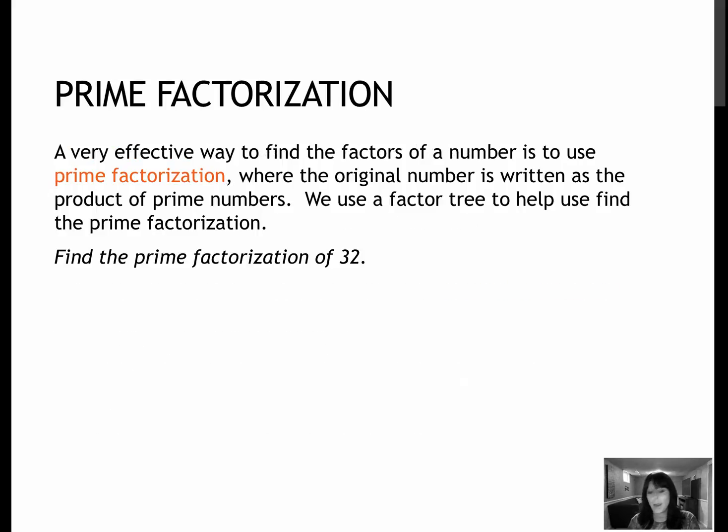So when I'm looking with prime factorization, essentially I'm going to make a factor tree, and a factor tree is going to help me to break it down until I get to prime numbers. Once I find a prime number, I'm going to circle it. And if I have a composite number, I'm going to continue to break it down until I have all primes.